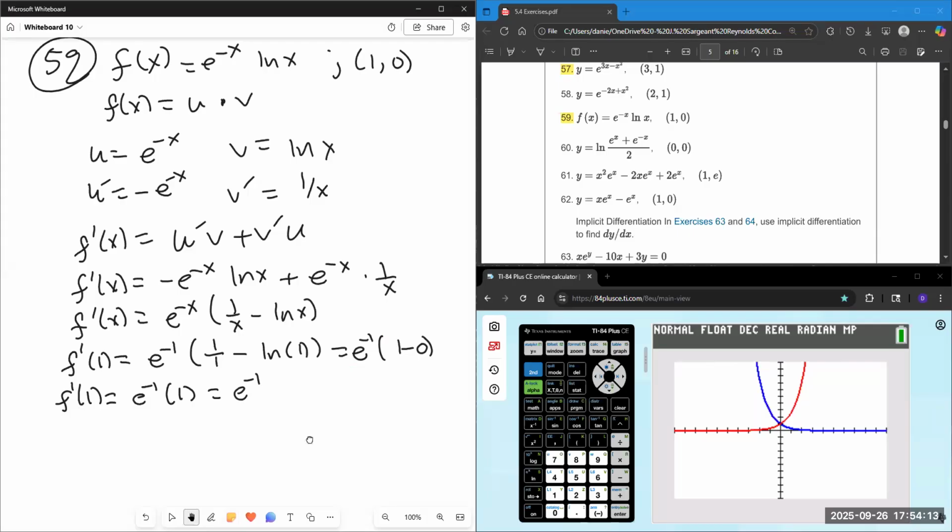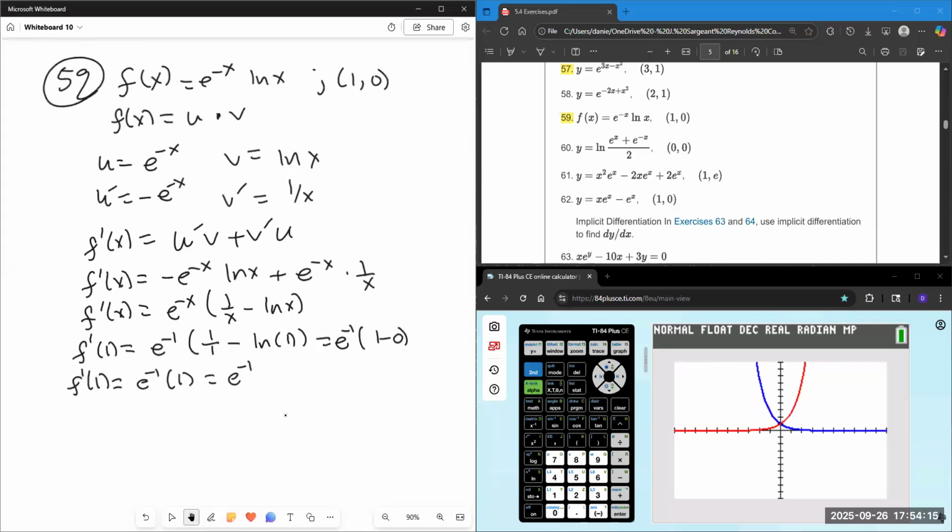So y minus y1 is equal to m times x minus x1. y is equal to e to the negative first x minus e to the negative first, or 1 over e x minus 1 over e.